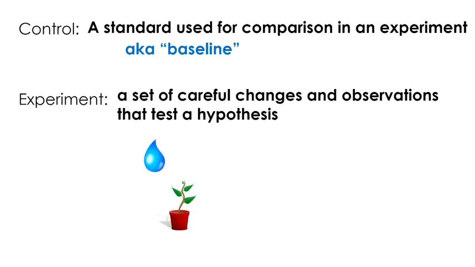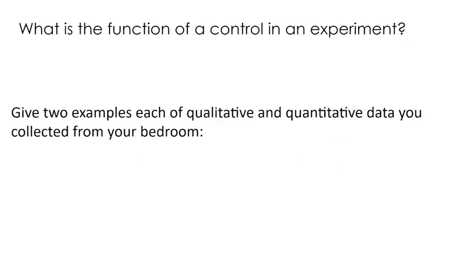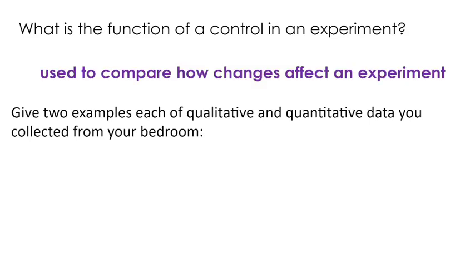So I had my little pictures here, my plant with less water and more water. I don't think the pictures were as helpful as we needed. So last two little things. What's the function of a control in an experiment? Well, as I was just saying, it's used to compare how changes that we make affect that experiment.